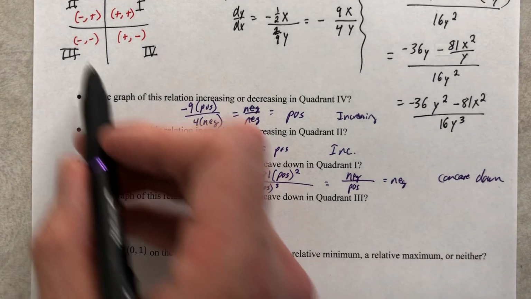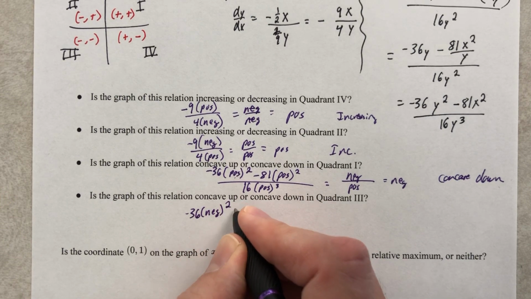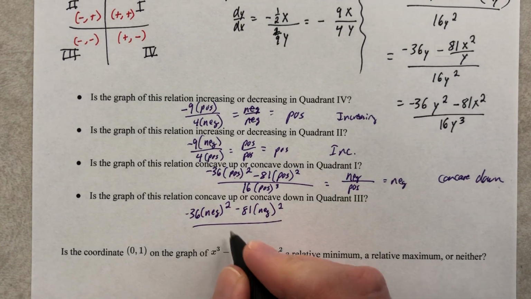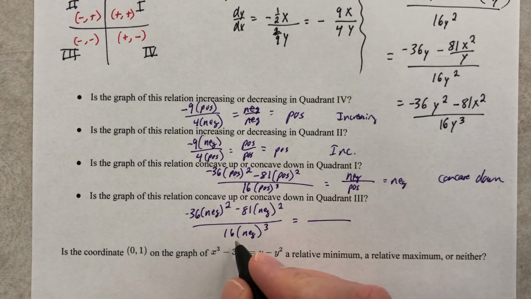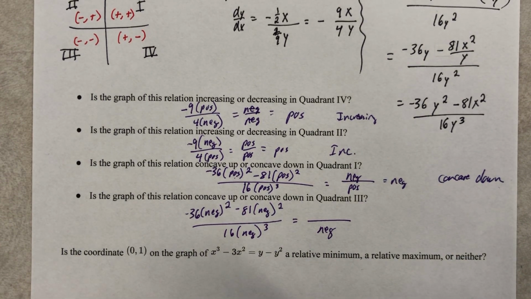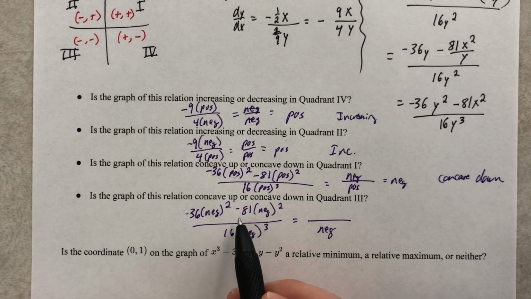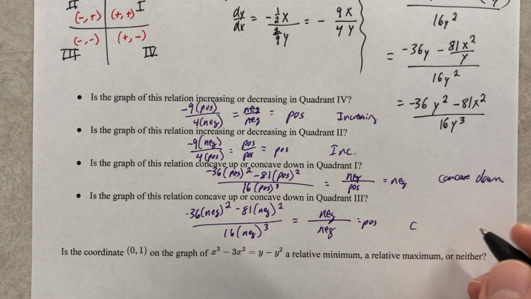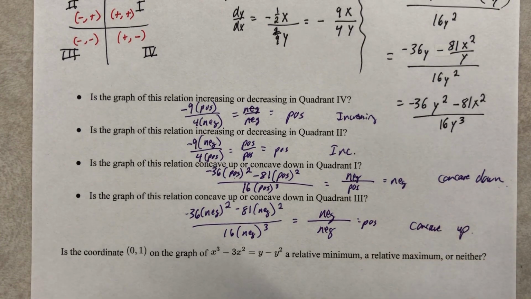Let's make this quick. Quadrant 3, so negative, negative. So we're going to go negative 36 times negative squared minus 81 times negative squared over 16 times negative cubed. Okay. The negative cubed is negative times 16 makes it negative. I don't care about the number. I care about the sign. Squared makes it positive, but everybody else was negative, so negative 36 times positive minus 81 times positive is going to give me a negative. We still have a positive. So we are concave up.